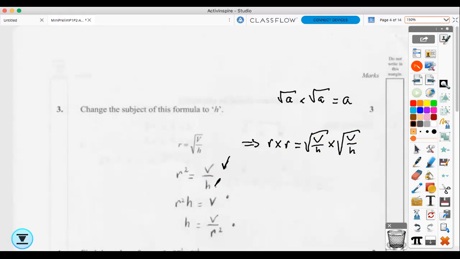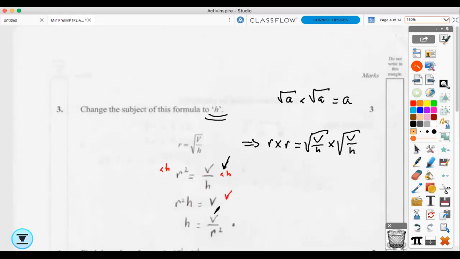So then the second stage was, because you want h to be the subject, you want h basically to be on the left side. I am dividing by h here. So what I need to do, to get rid of this h here, is multiply by h on both sides. Because if I do h divided by h, that becomes 1. And on the other side, I get my r squared times h, or you can just write it as r squared h. So that would be the second stage, and that would give you another mark.